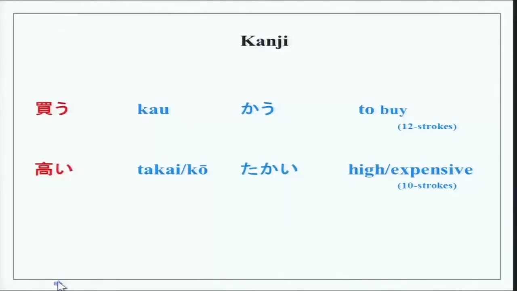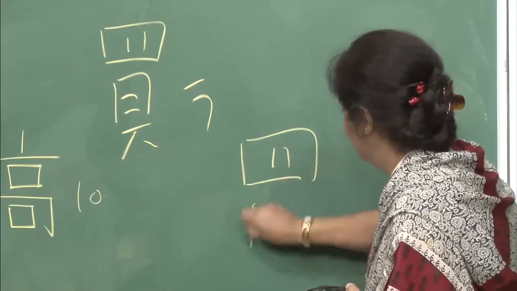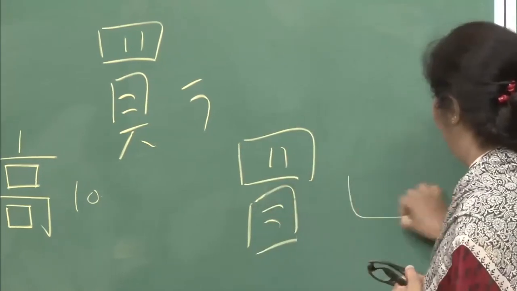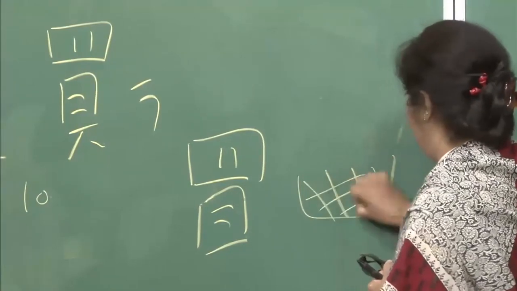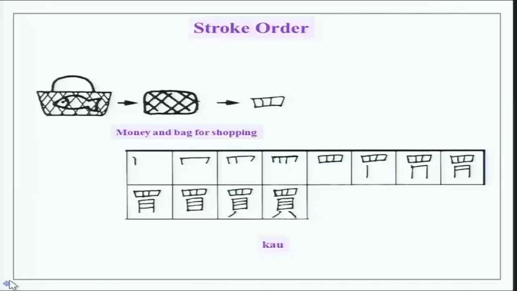Now, how have these characters come into being is, you can see from here, when you go shopping, you have a small bag in hand generally, and you have fish in it. So, well, all the net over here, all this over here, all this over here is from the bag, which has a net, and you can see a fish in it. That is how kaimasu has come into being, and you can see the stroke order over here, how it is to be made.